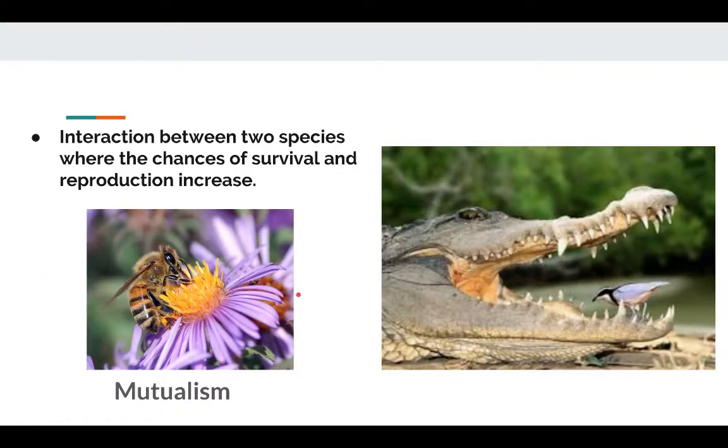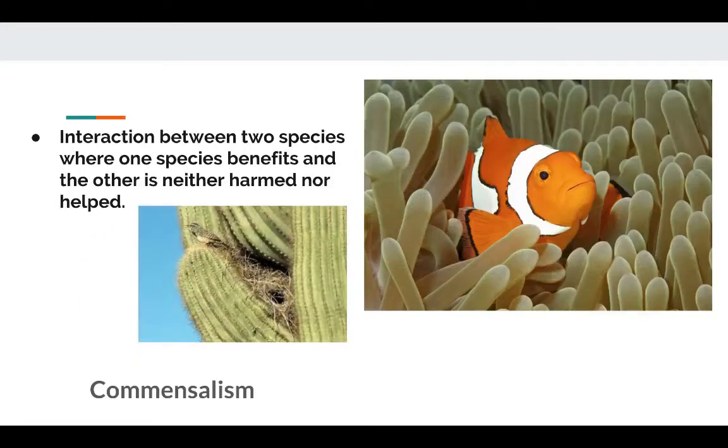Here with the alligator, you have the alligator getting its teeth cleaned, and who's going to mess with this bird when it's hanging out inside the mouth of an alligator? So mutualism, both are benefiting.